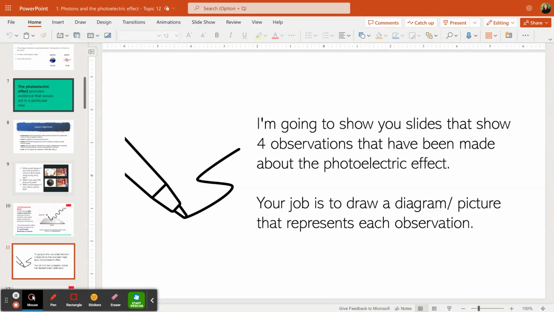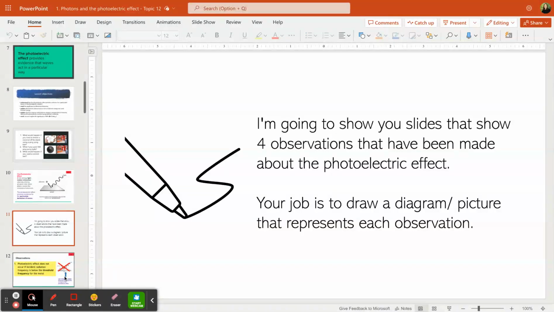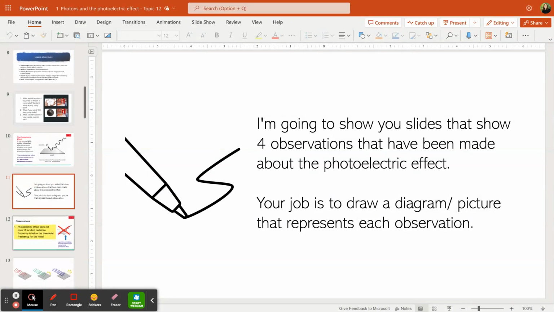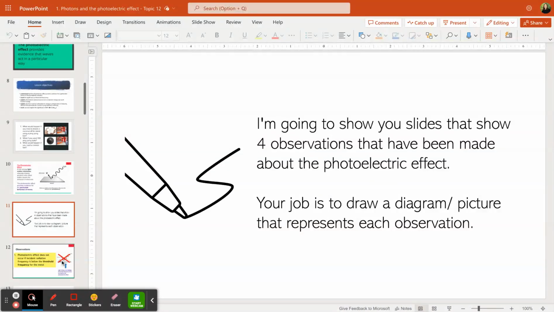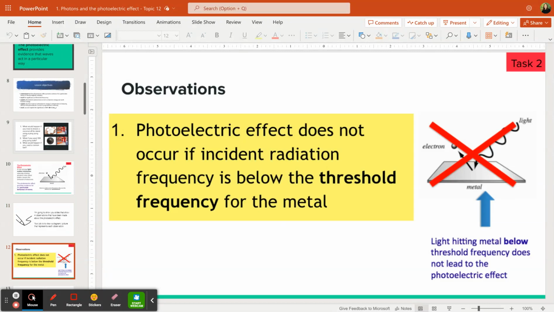Okay, so your job is for each of the 4 observations, you need to draw a diagram that represents each one. I will give you an observation, I will read it out to you, this is observation number 1, and then I'll show you the diagram that I did.